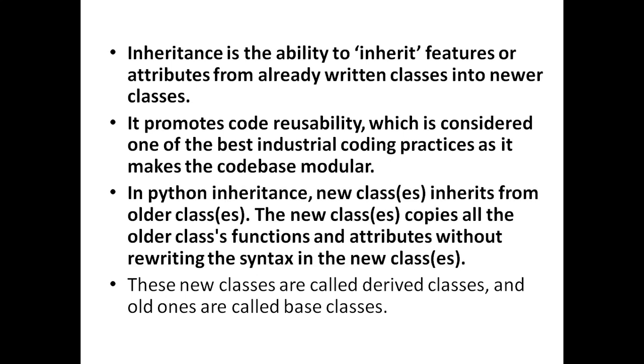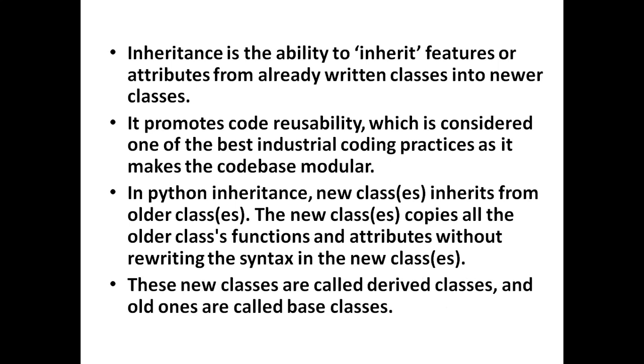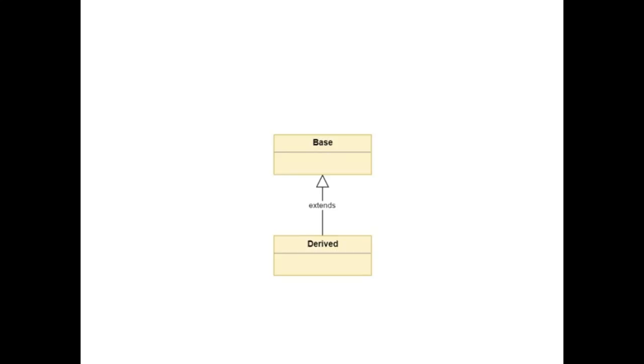In Python inheritance, a new class inherits from an older class. The new class copies all the older class functions and attributes without rewriting the syntax of the new class. These new classes are called derived classes and old ones are called base classes.